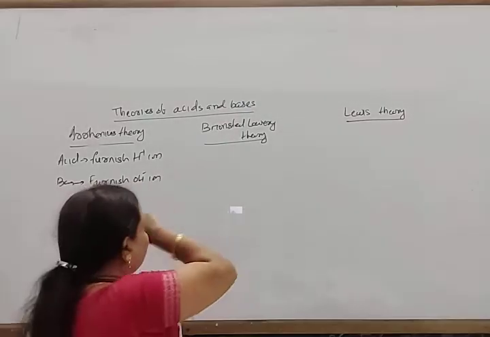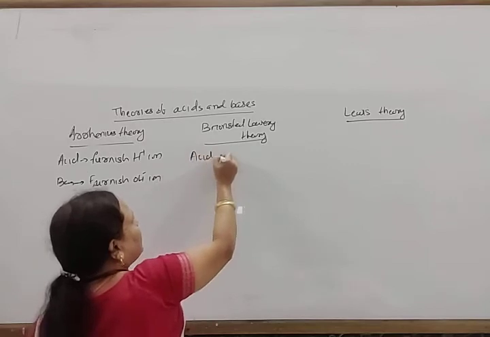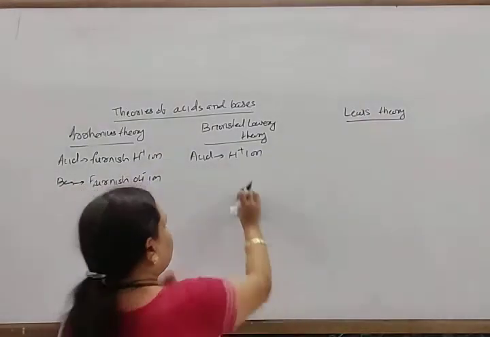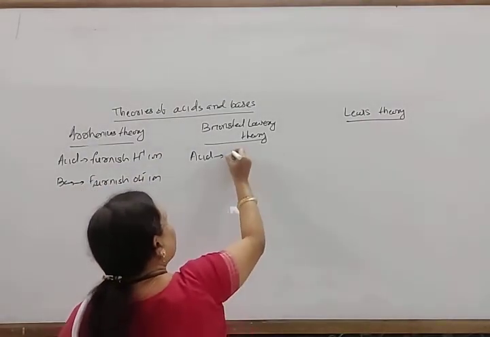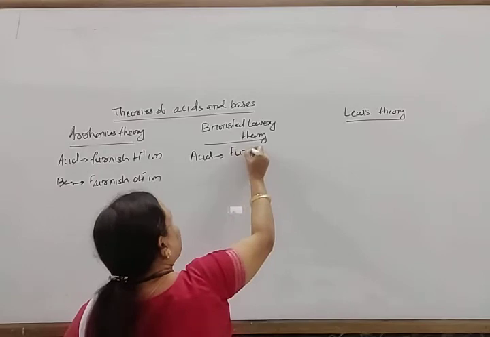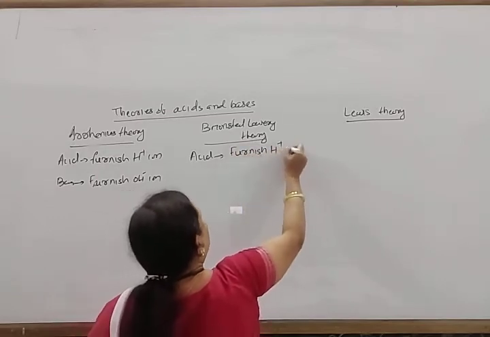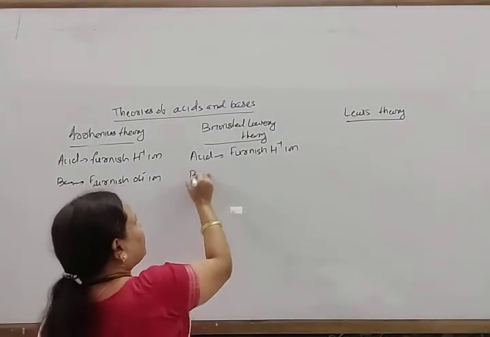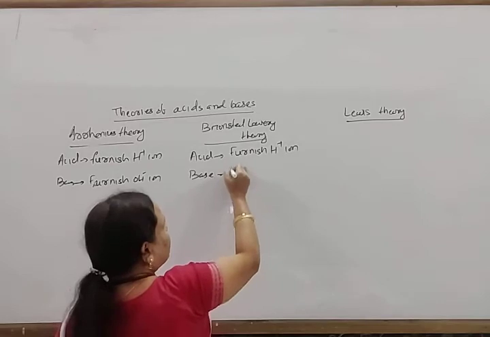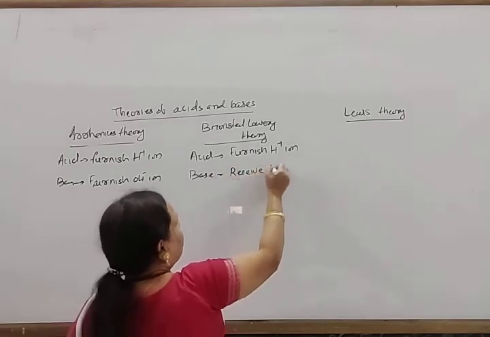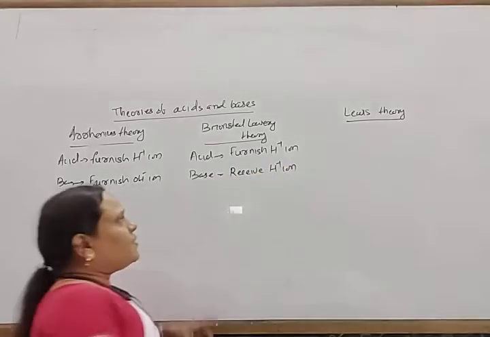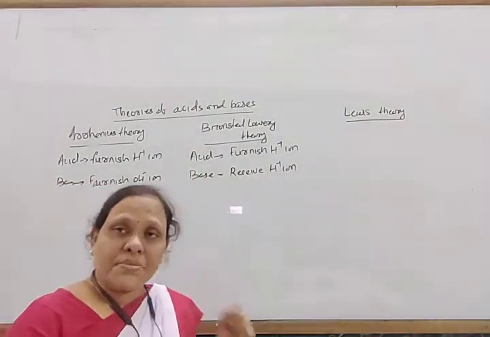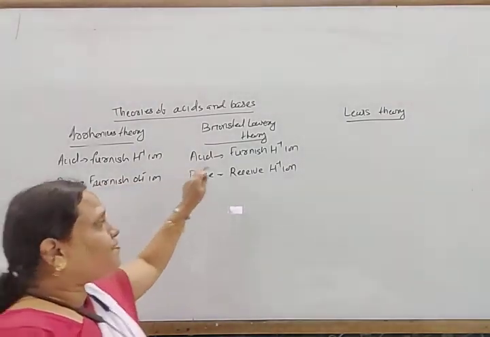According to Bronsted-Lowry theory, an acid is a substance which furnishes H plus ion, and a base is a substance which can receive H plus ion. So an acid is a substance which can give H plus ion, and a base is a substance which can receive H plus ion.